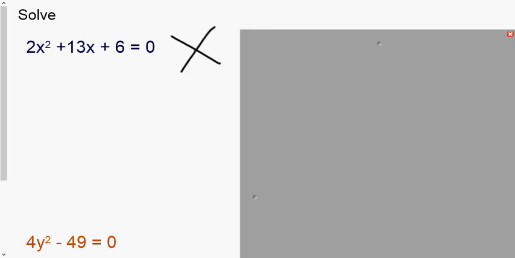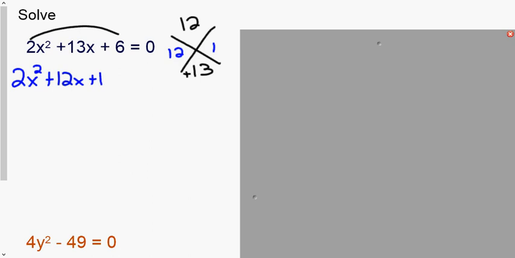So again, I'm going 2 times 6 is 12 on top. B goes on bottom. Again, these are 1 digit apart, so I'm going to try 1. And 12 and 1 happen to work. Again, you are going to rewrite the problem, splitting the middle term. So whatever my number is on bottom, this 13, we're saying that 13 came from 12x plus 1x.